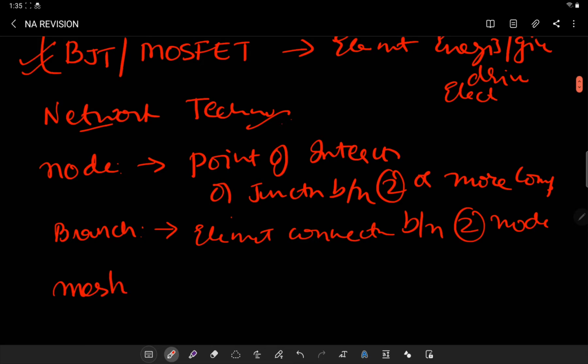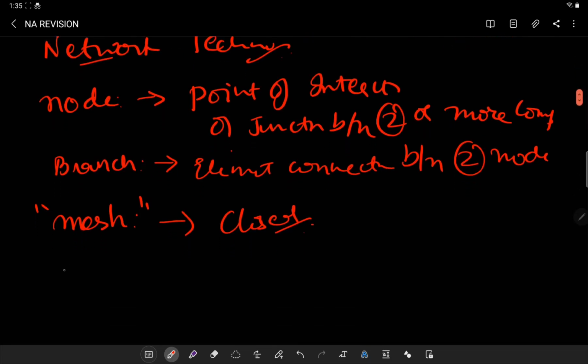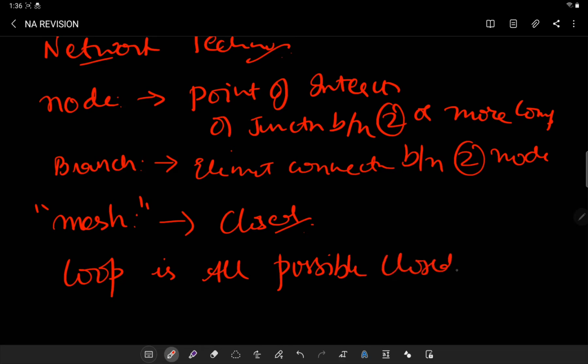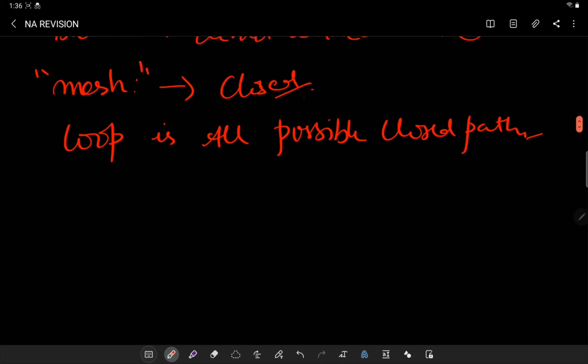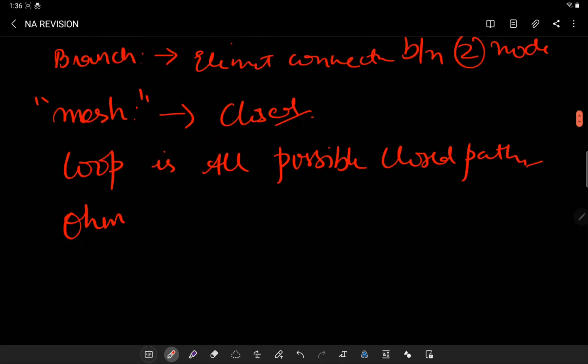Many times there is a chance of asking what exactly is a mesh. A mesh is a closed path basically, whereas a loop is also all possible closed paths. Now one of the most important topics in network theory is Ohm's law.